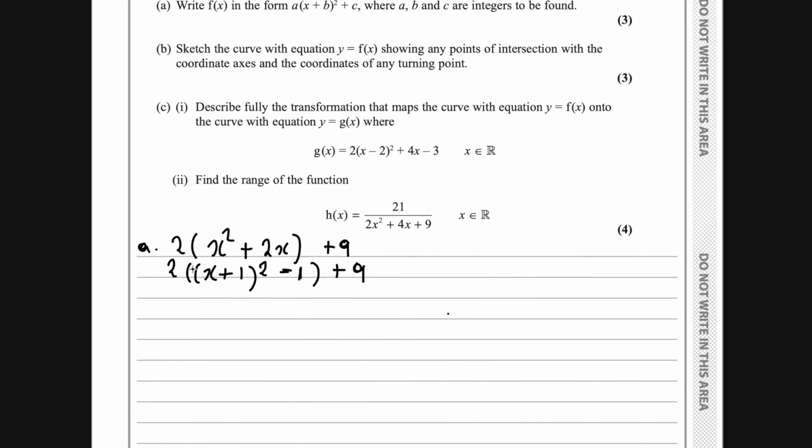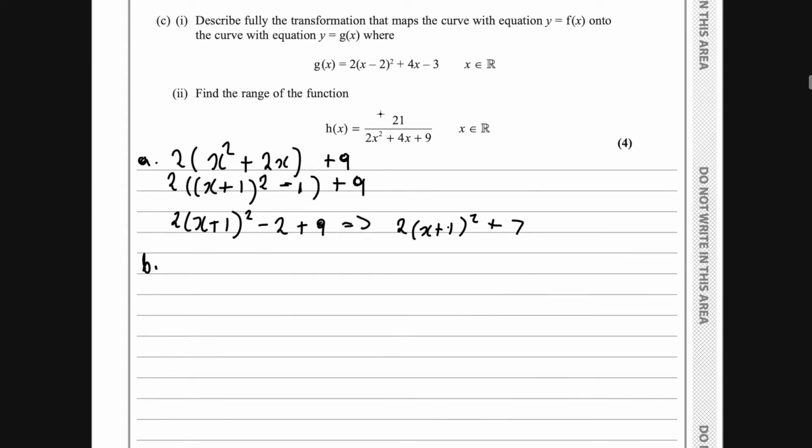And now what I'm going to be doing is multiplying this bracket out. So 2 times x plus 1 squared minus 1, so 2 times x plus 1 squared, times 2 by minus 1, minus 2, plus 9, and what we get is 2 times x plus 1 squared minus 2 plus 9, which is plus 7. And that is in the form a times x plus b squared plus c, where a is 2, b is 1, and c is 7.